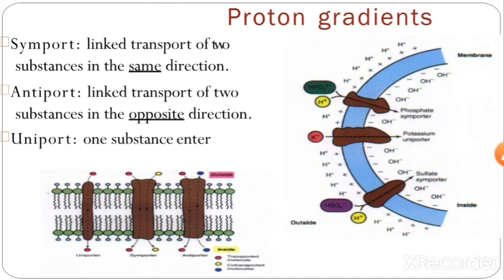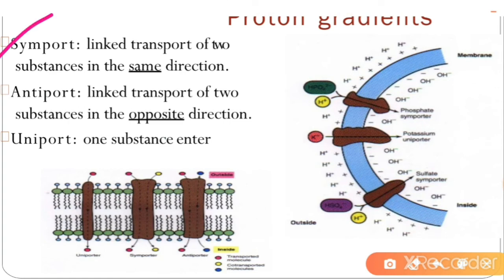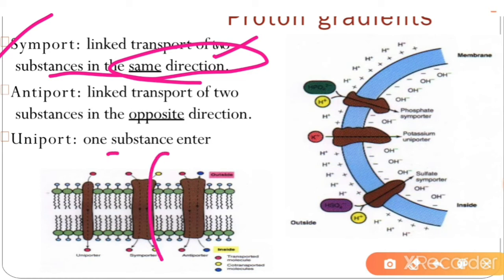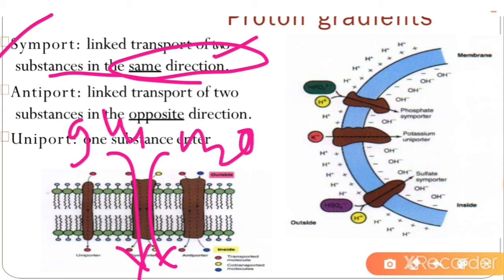Now this is the proton gradients, nothing but the active transport. Here we can see first one, symport. Symport means linked transport of two substances in the same direction. For example, water is transferred from outside to the inside, and the glucose molecule is also transferred in the same direction. Glucose and water are transported inside the cell at the same time, known as symport.